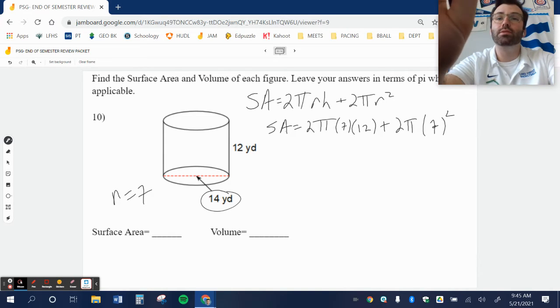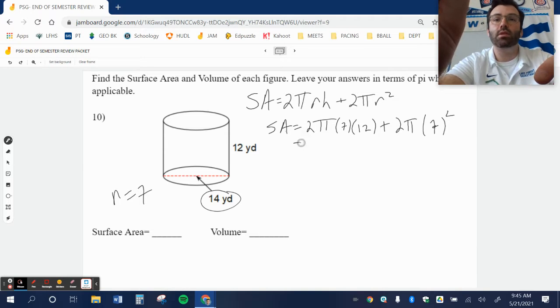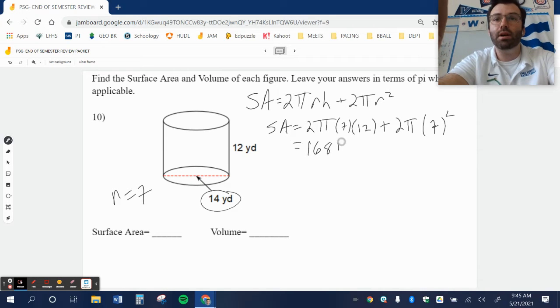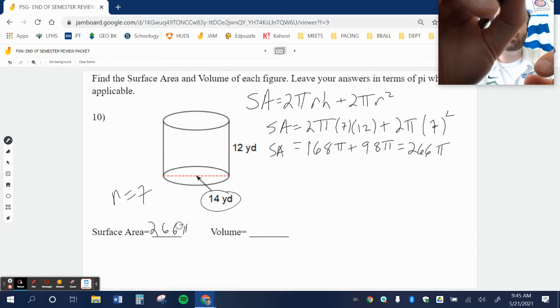From there, I go 2 times 7 times 12. 2 times 7 times 12, 14 times 12. I got 168 pi plus 7 squared is 49. 49 times 2 is 98 pi, which gives me a total of 266 pi yards squared.